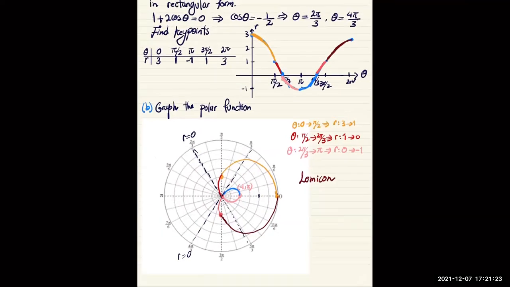Okay, anytime the Cartesian form of the graph is below the x-axis, below the horizontal axis, you get a loop. Okay, so that corresponds to the loop.